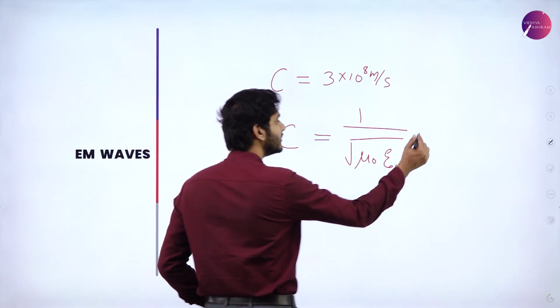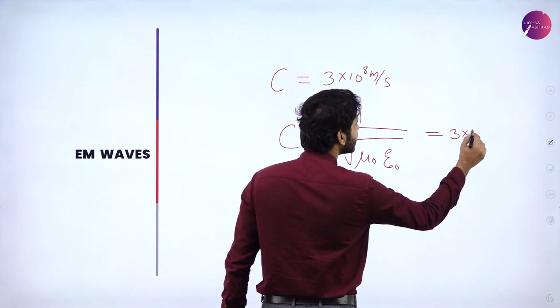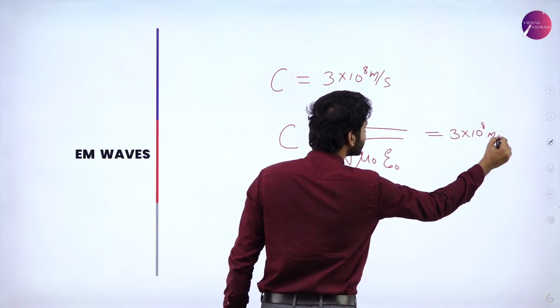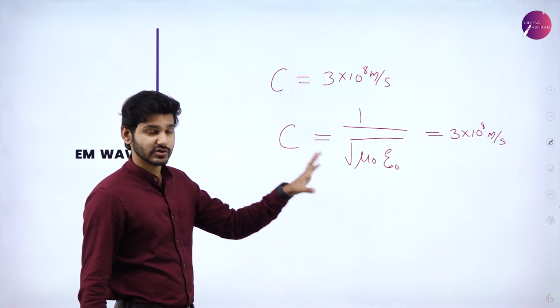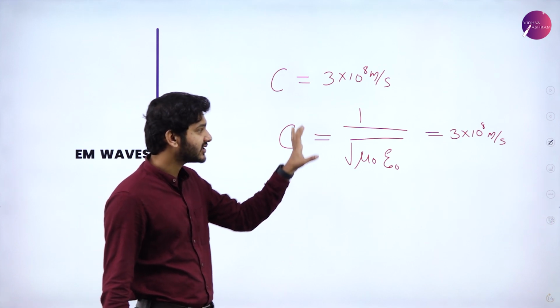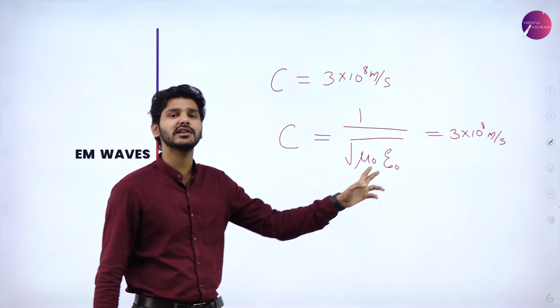Now this will actually be equal to 3 into 10 power 8 meter per second. This will be the speed of light. Now this is in vacuum. So the speed of light in vacuum is represented like this, and this is the mathematical representation.